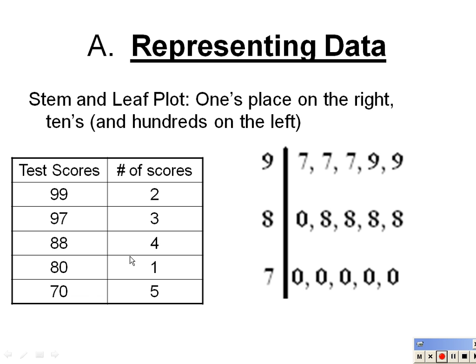Likewise for the scores of 80, I have an 80, but I've also got 4 88s, so I've got 88, 88, 88, and 88. And then for 97, I've got 3 of those, so for my 90s I have 3 7s, and then for the 99 I've got 2 of those, so under my 90s I also have 2 9s.